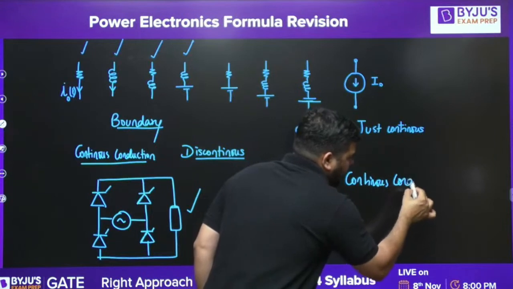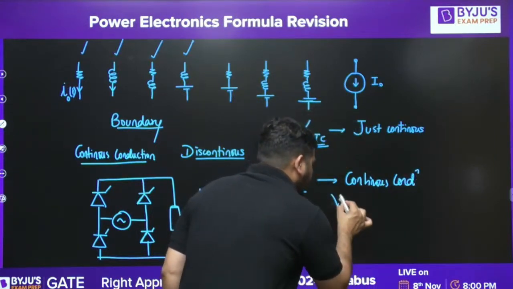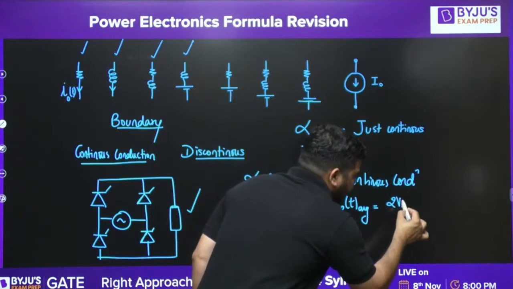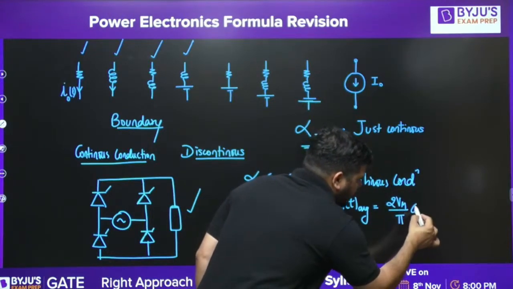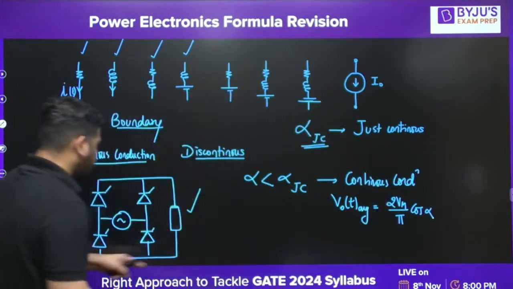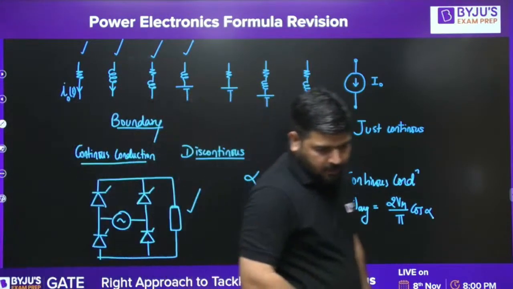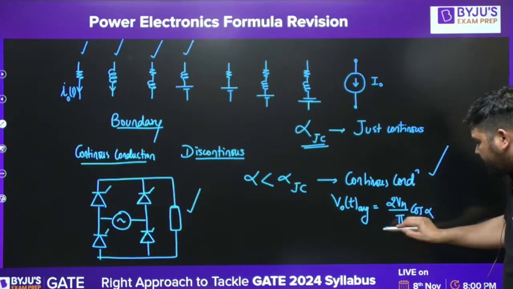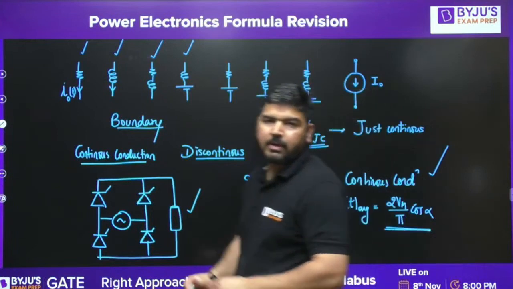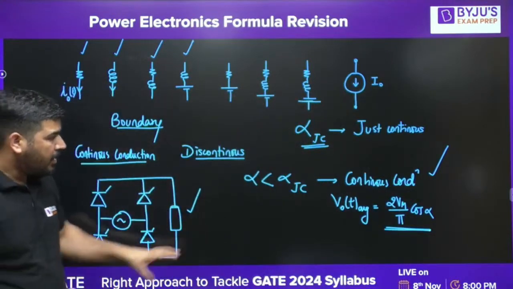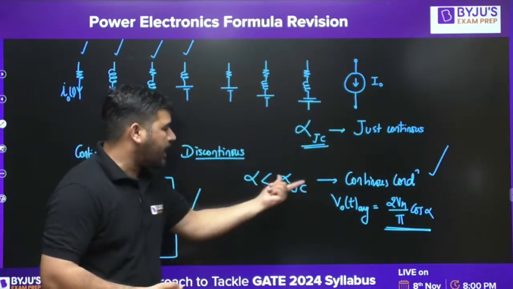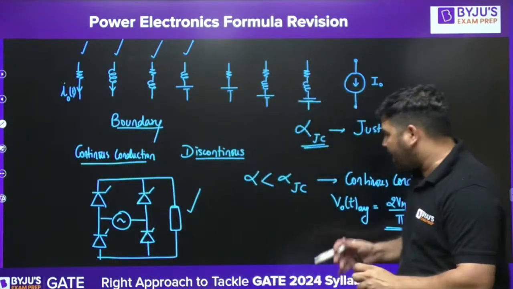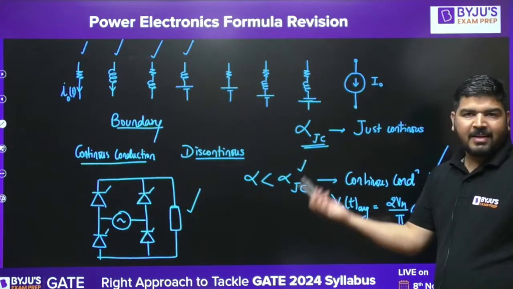In continuous conduction, V naught average will always be 2 Vm by pi cos alpha. Remember this. In a single phase controlled rectifier, if conduction is continuous, average output voltage will always be 2 Vm by pi cos alpha. You have to be careful. You have to calculate that alpha JC. If you know how to calculate this alpha JC, it will be very easy.